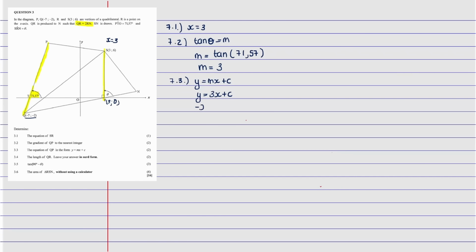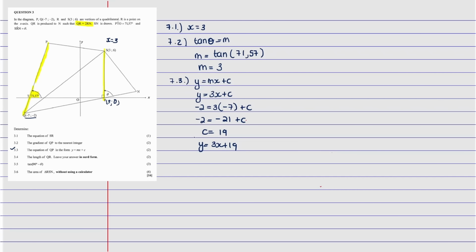So let's do that. It's going to be negative 2 is equal to 3, open bracket, negative 7, close bracket, plus c. So negative 2 is equal to negative 21 plus c. Take the 21 to the other side. So therefore, c is going to be equal to positive 19, right? So y here is going to be equal to 3x plus 19, right? So we are sorted with that one.